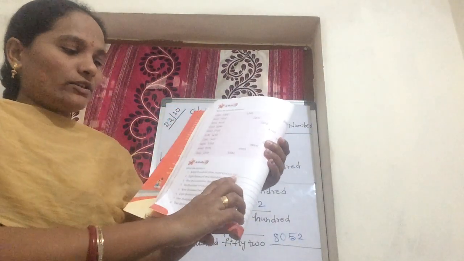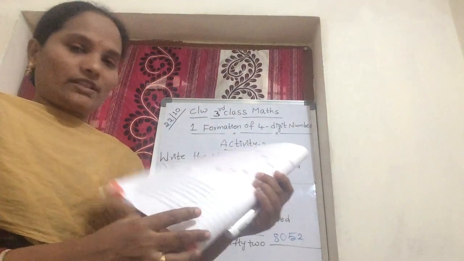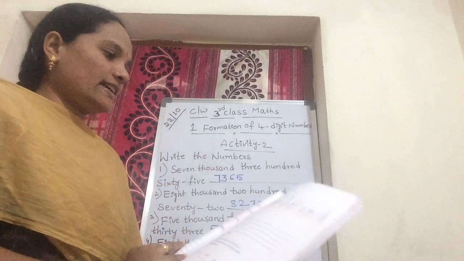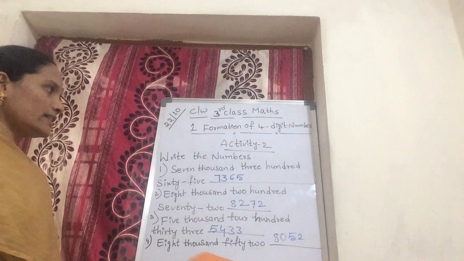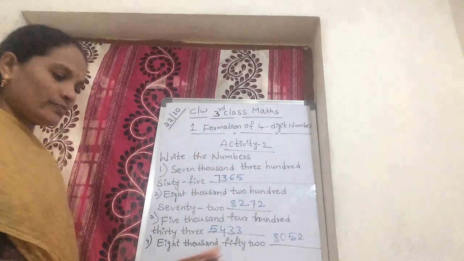First write down the numbers. Okay. Next, Amma, here also write the numbers. Some are given. Okay, children. And next class I will explain activity 3. Still any doubts, children? Please ask me in our WhatsApp group.